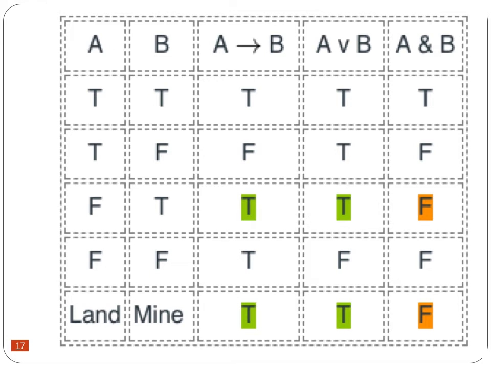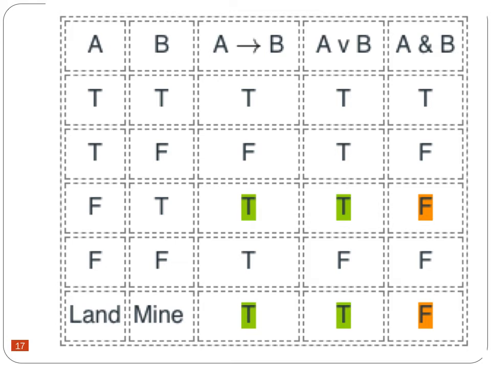In the TT row, where A and B are both true, then the disjunction A or B will be true. Because if I say, is at least A or B true? Yeah, they're both true, so the statement's true. And in row 2 and 4, we also get T's, because in row 2, A is true and B is false. At least one of them is true, namely A. And in row 3, at least one of them is true, namely B. So we get a T there.